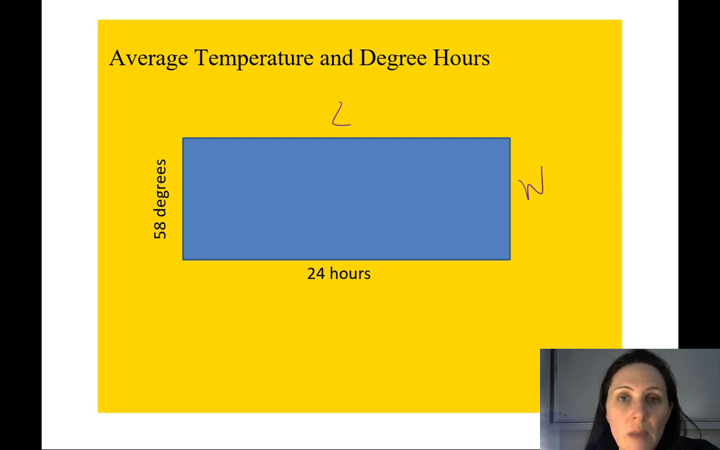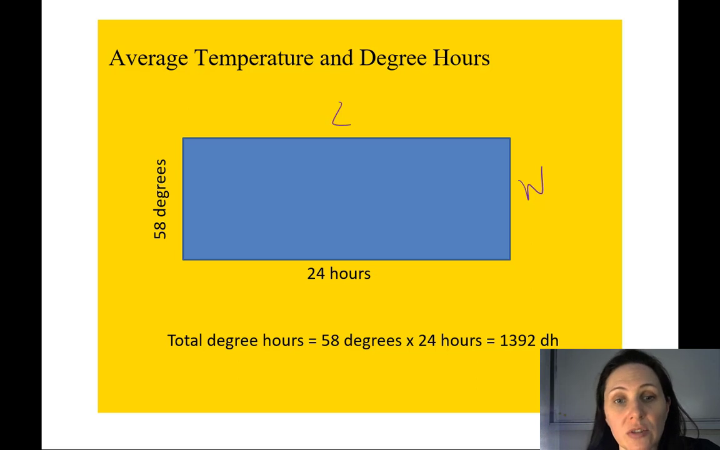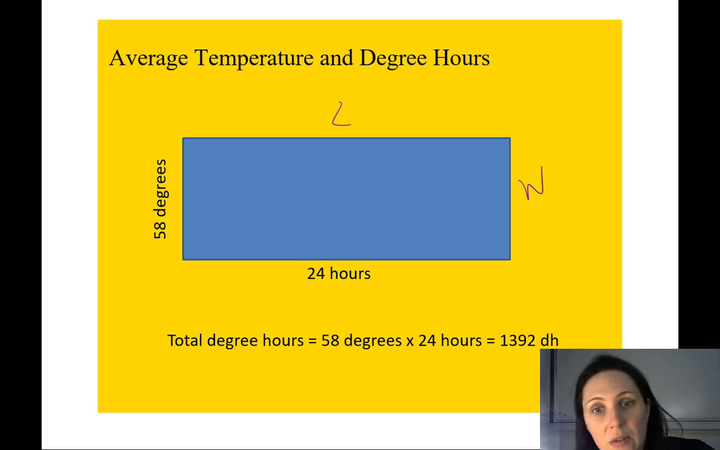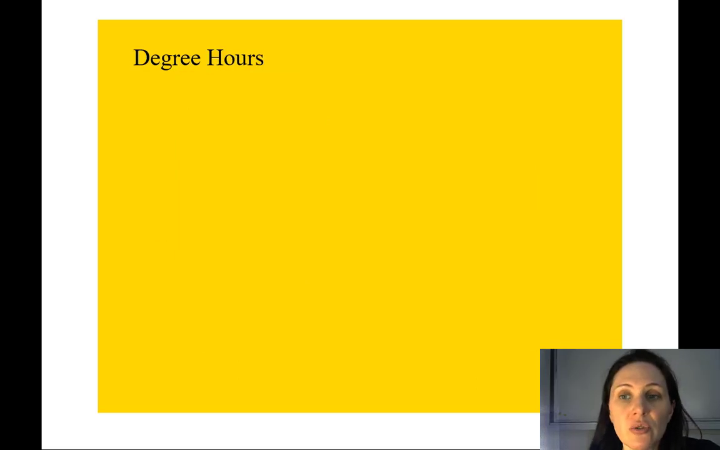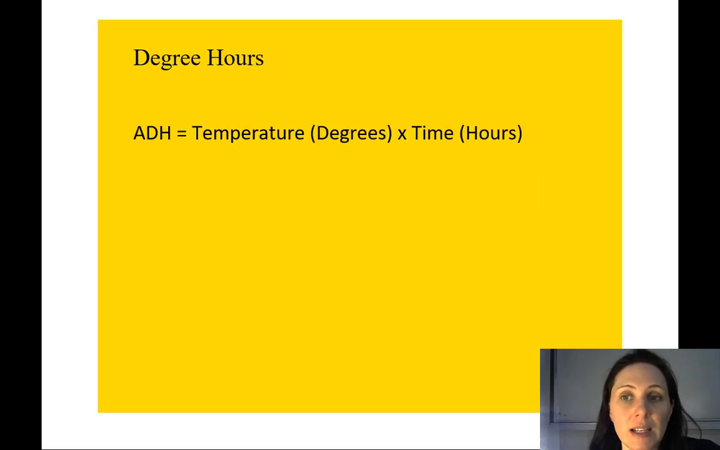So the total amount of thermal energy that this insect would have received over the course of that day would be the time times the temperature. Right? In this case, 58 degrees times 24 hours gives us 1,392 degree hours. So you can see how we get the unit. It's degree hours, degrees times hours. Right? So degree hours is determined by taking the temperature and multiplying it times the time.